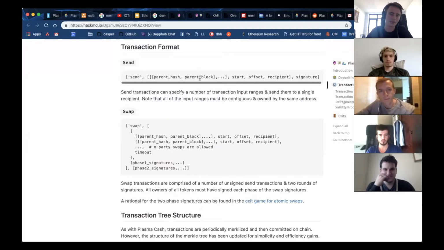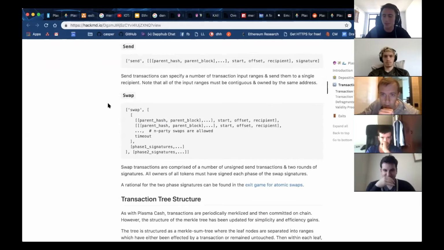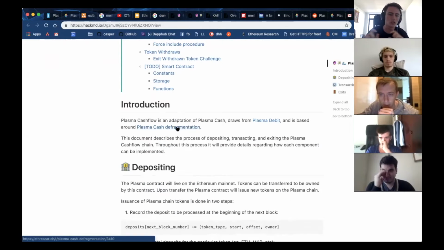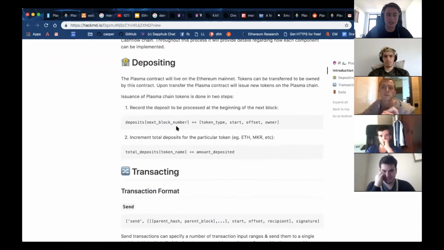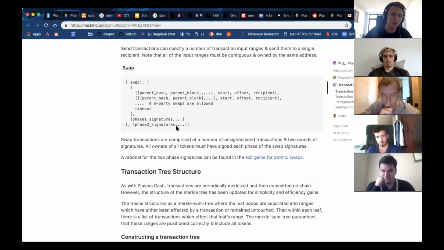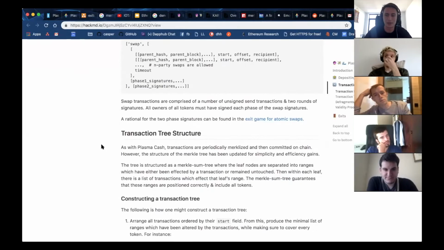Sends are pretty simple, right? But this start and offset is where it gets interesting. In Plasma Cash, our leaf nodes are all different tokens or coins. However, in Plasma Cashflow, we have the same denomination, just like Vitalik's post on defragmentation: everything is one coin denomination. That could even be something tiny. It's really up to you what resolution you want for your fungible assets. This is really Plasma Cash for fungible assets. It's funny, we started off with non-fungibles, now we have fungible.